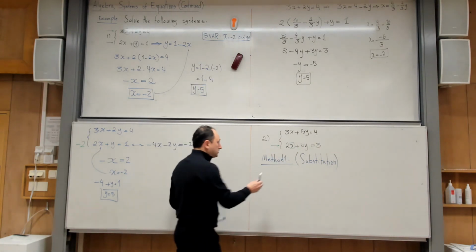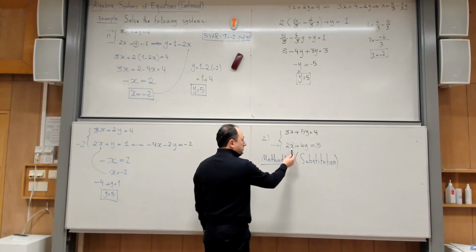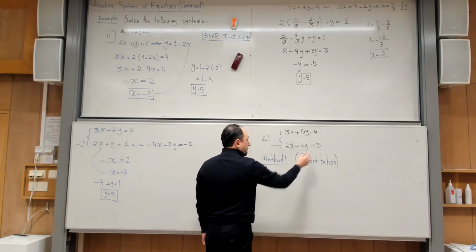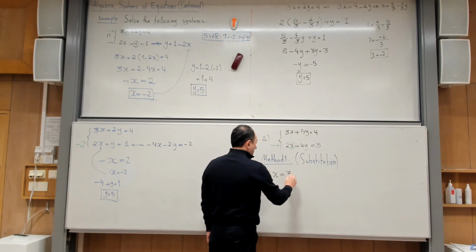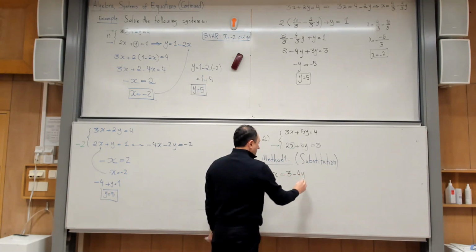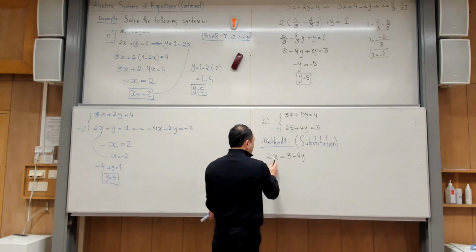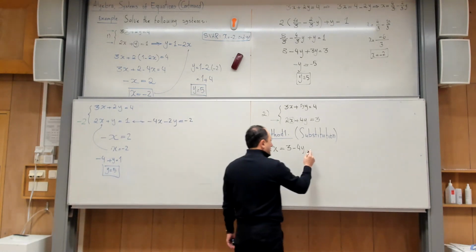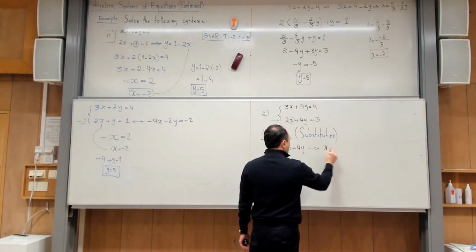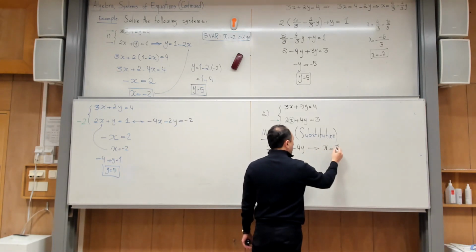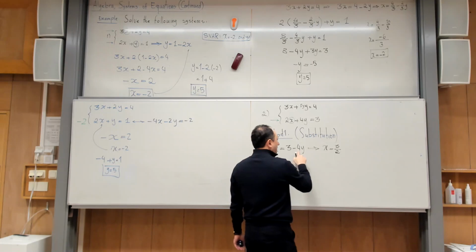Okay, I have to make my target alone. So I move 4y to the right, so it becomes 2x equals 3 minus 4y. Then I divide by 2 to make my target alone, so x becomes equal to 3 over 2, and then I will have minus 2y.